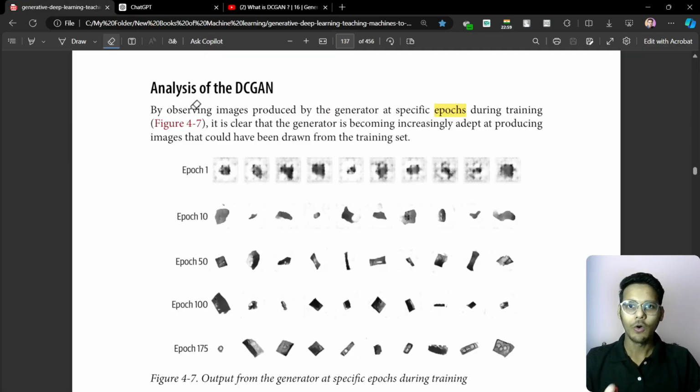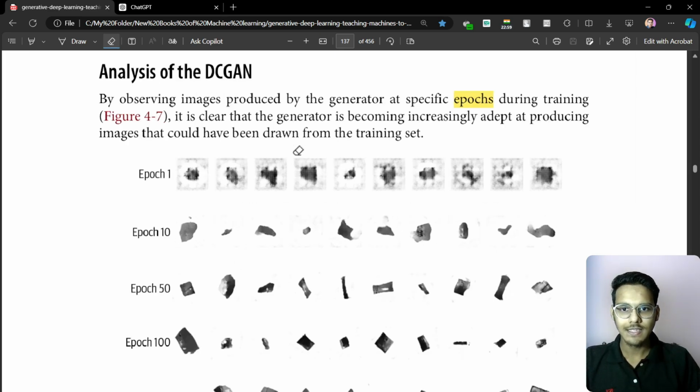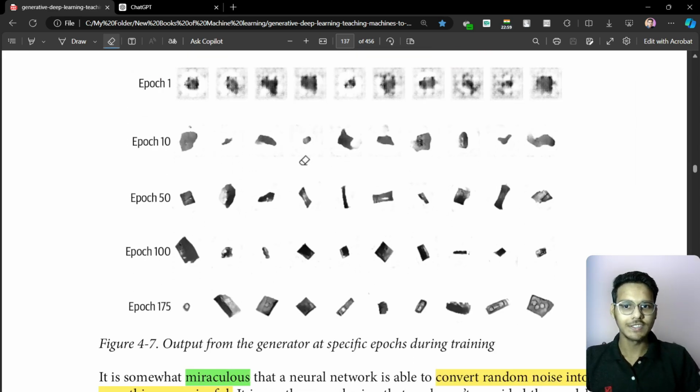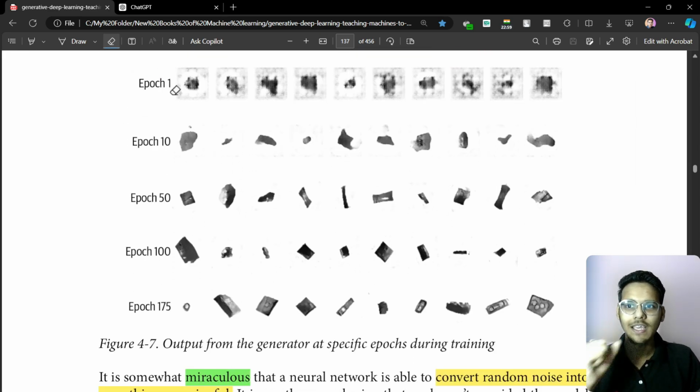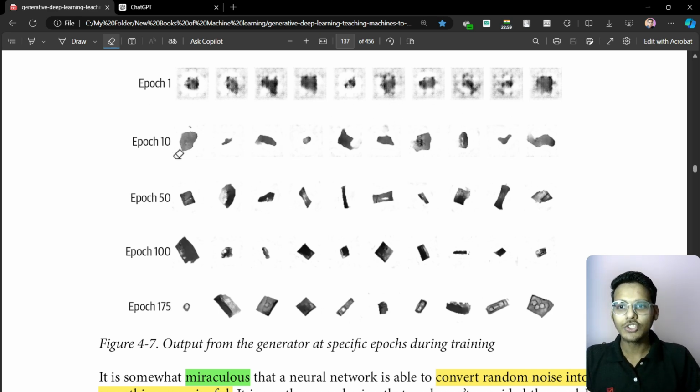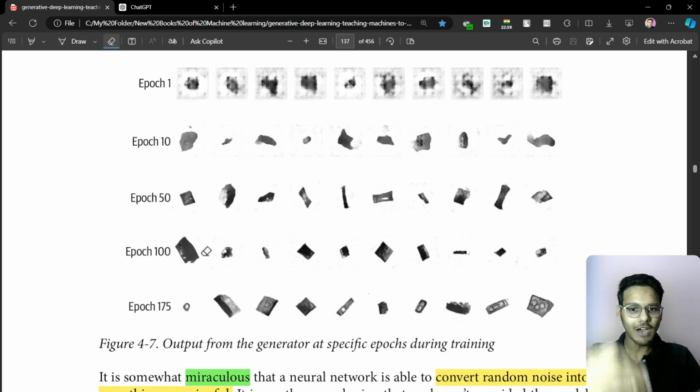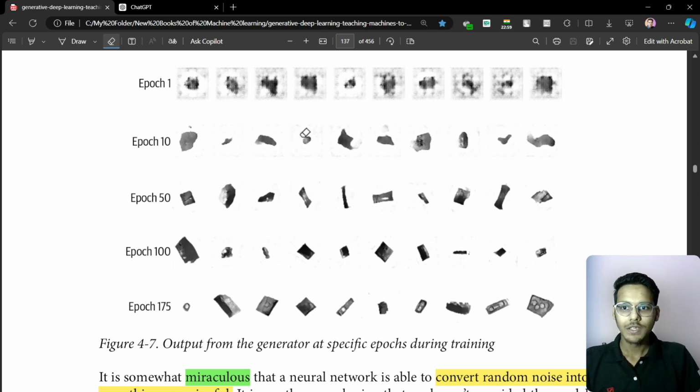So now we are just going to do the analysis. Let's see this picture. Why is this picture there? You can see on epoch 1, this is generated. Then on epoch 10, this is generated. After that, you can see that it is getting clearer and clearer. So after increasing the epoch, it is getting better. That is the simple thing.